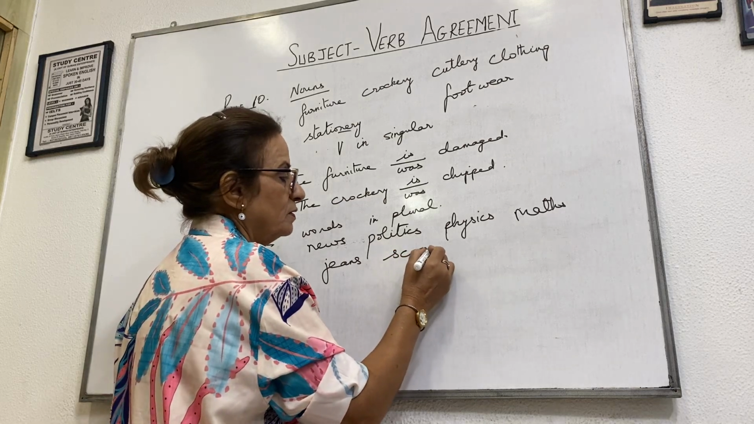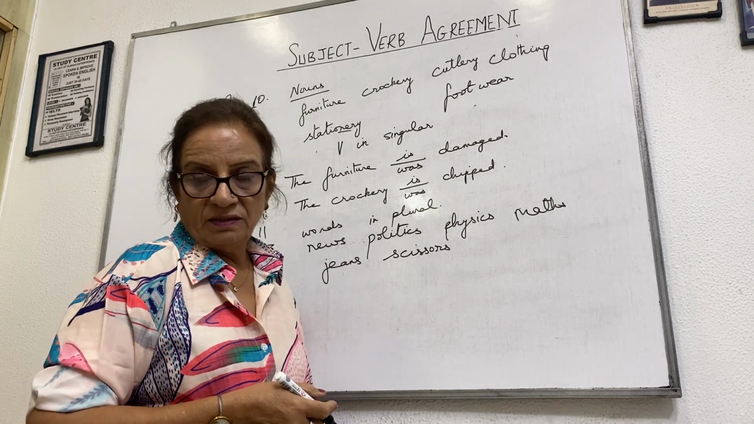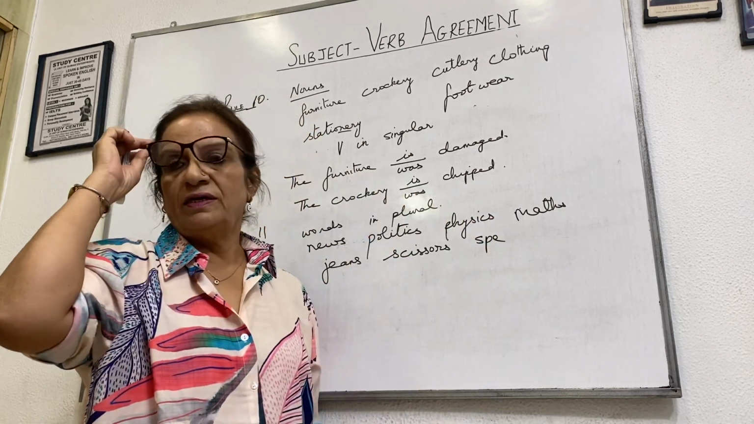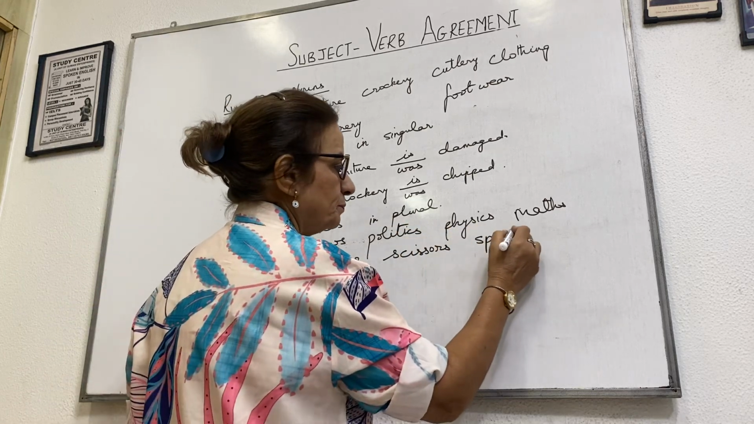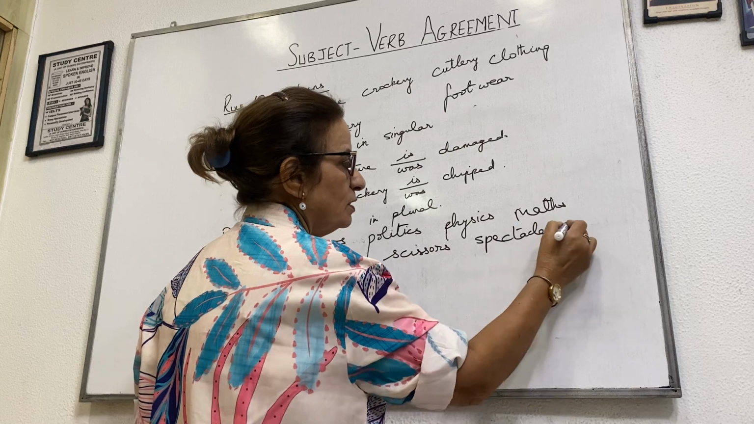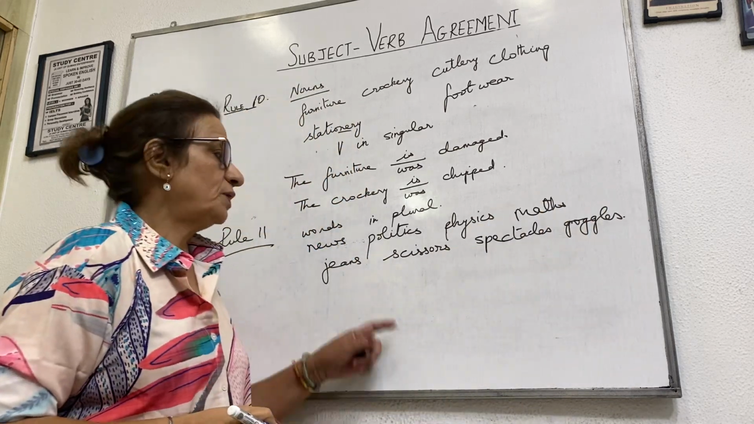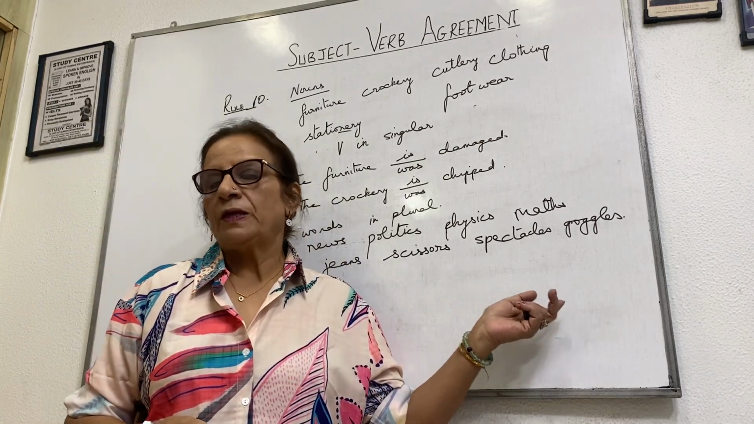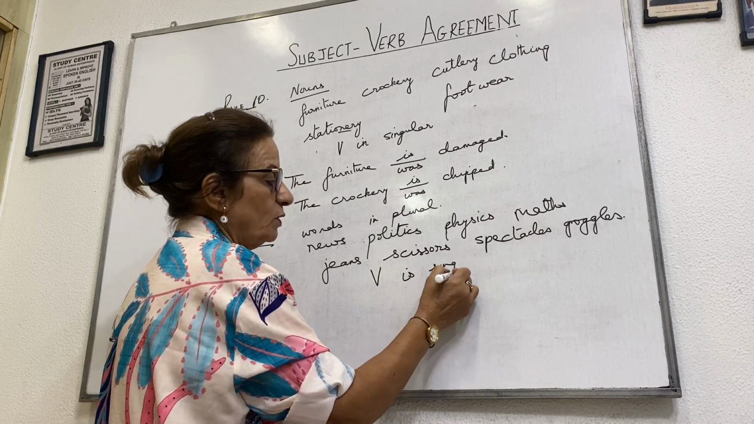Scissors. We never say, go and get the scissor. Scissors. Spectacles. What am I wearing? The short form is specs, but it is spectacles. Goggles. So, these are always plural words. They are used in the plural. And the rule is, the verb is always singular.